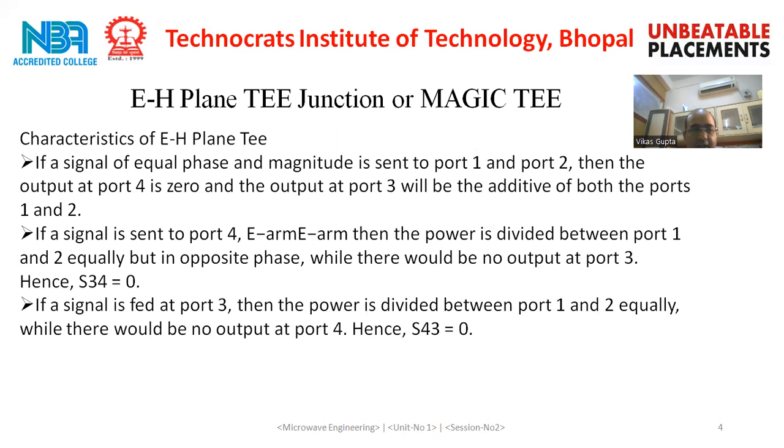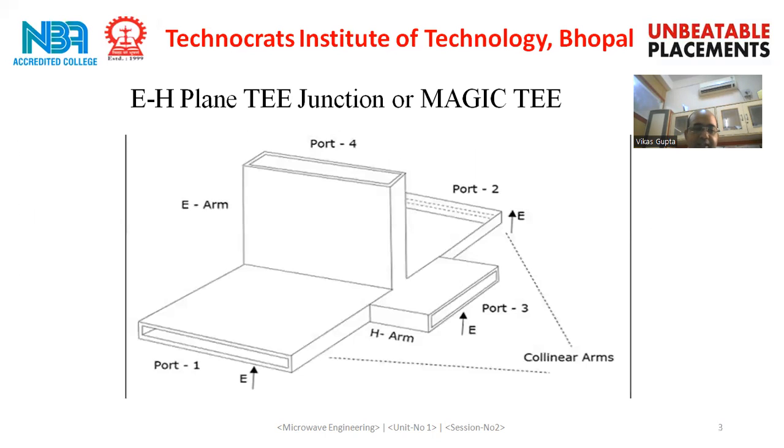This I have written, that if a signal of equal phase and magnitude is sent to port 1 and port 2, then output at port 4 is 0. Port 4 will definitely be 0. The output at port 3 will be the additive of both the outputs from port 1 and port 2. Likewise, if the signal is sent from port 4, the output from port 1 and port 2 will be of equal value and opposite phase, and there will be no output from port 3.